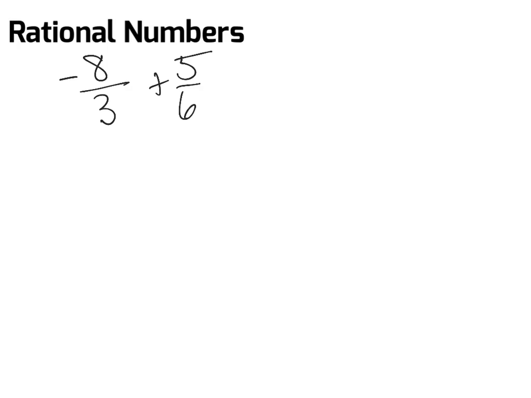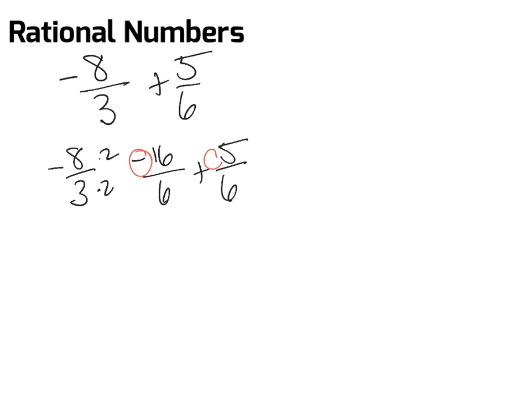So I'm going to change my negative 8/3 to a 6 by multiplying the top and bottom by 2. So I'm going to get negative 16/6 plus 5/6. Now I have a negative number and a positive number. And I learned in chapter 1 that if the signs are different, I subtract and keep the sign of the larger absolute value.